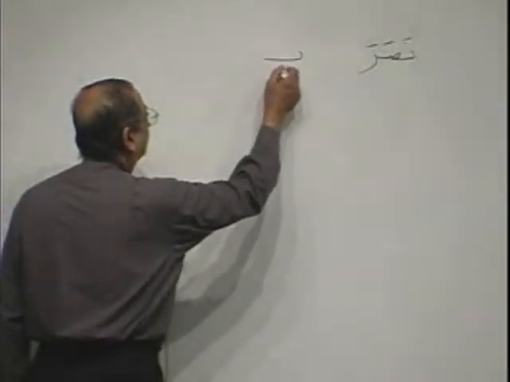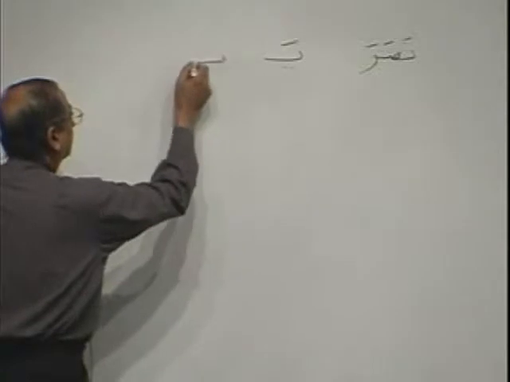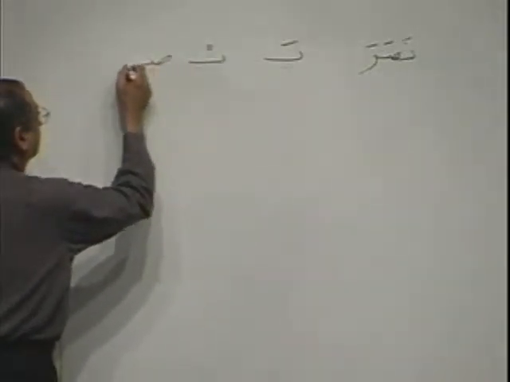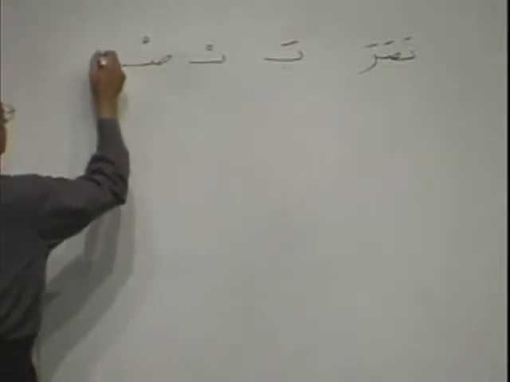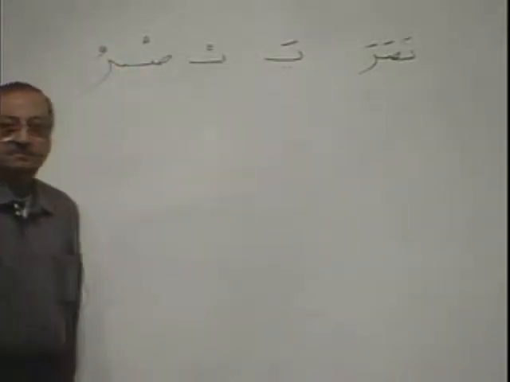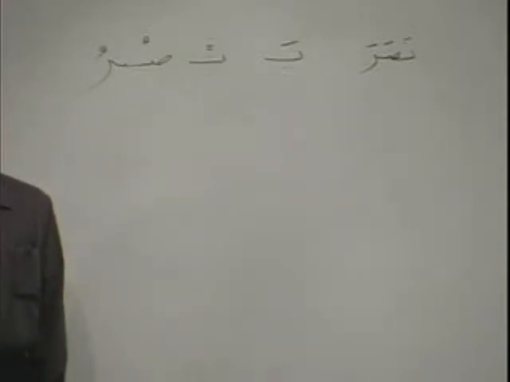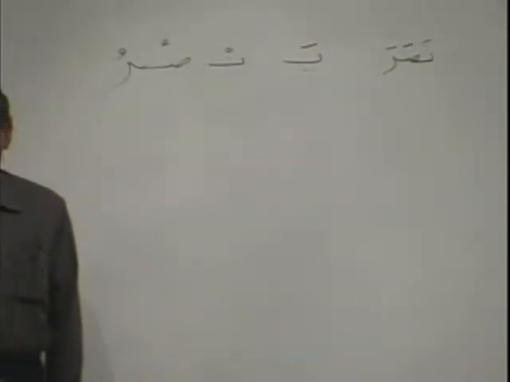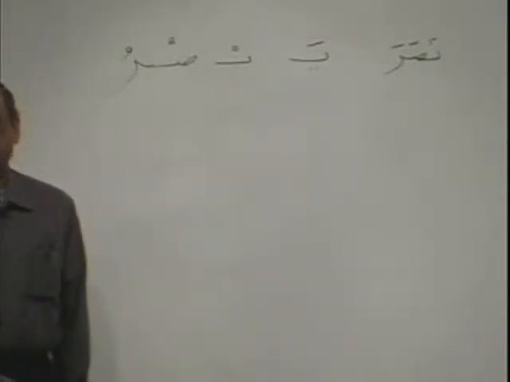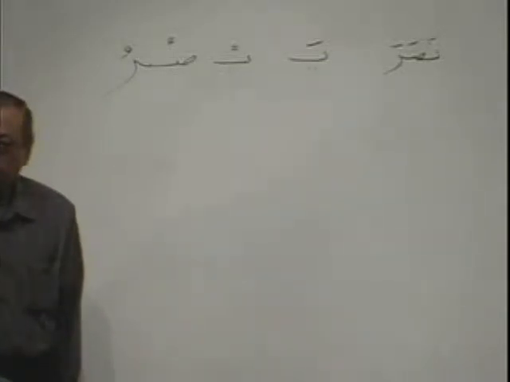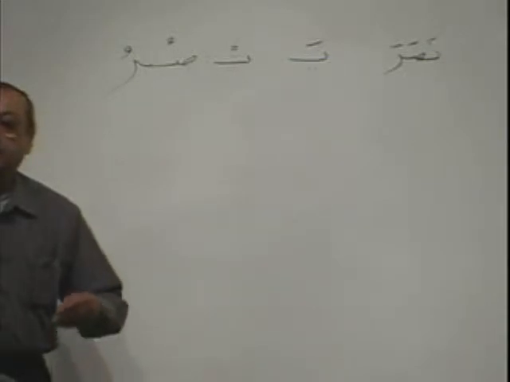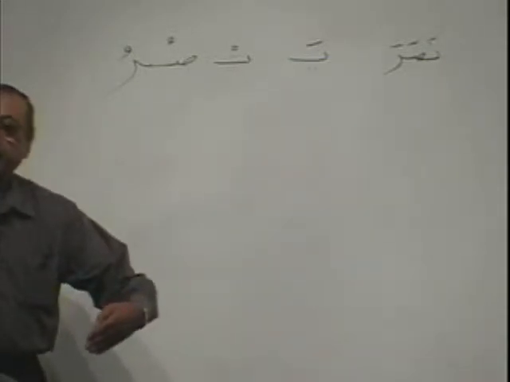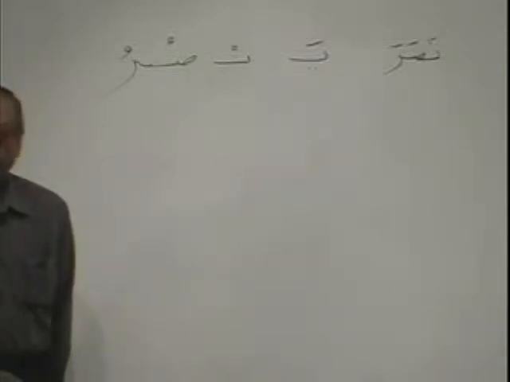Now, I am separating them. When you make it into mudariya, this is the base form, brother. Na sa ra, he helped. Yan su ru, he helps. It will also have the future meaning, he will help. The way the sentence comes, you will be able to make the meaning.